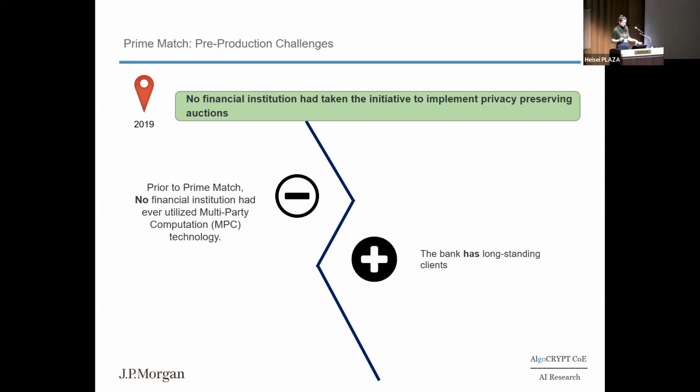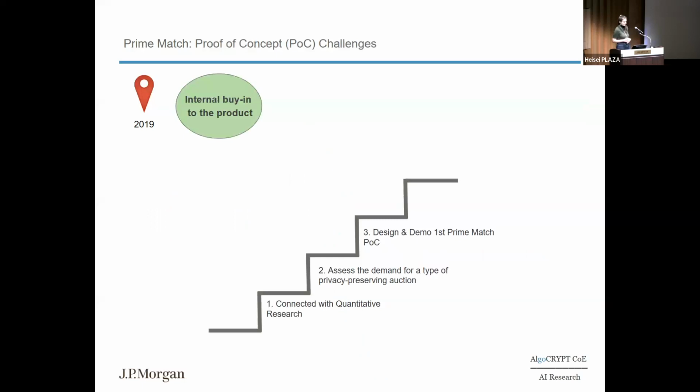Okay, so I can abstract here the biggest challenges. Let me first tell you some challenges throughout the process. To actually first get the internal buy-in to the product, some steps that we had to do: we had to find the right people in the bank to talk to, which is the quantitative researcher team. And then try to find the suitable use case, okay? They have a lot of products there, so you have to discuss with them what makes more sense. And that's why we decided on this use case. And then we had to design and show them the first demo to show them that it can be feasible.